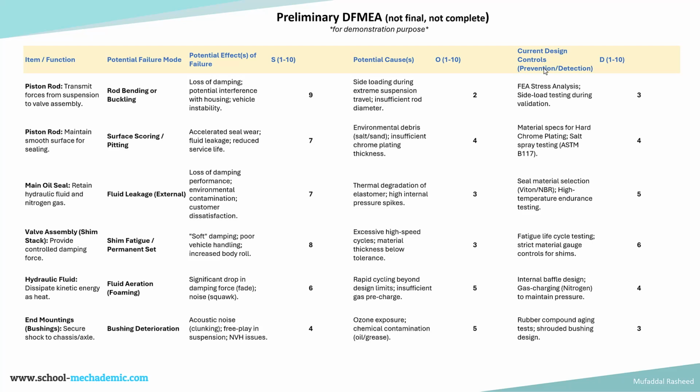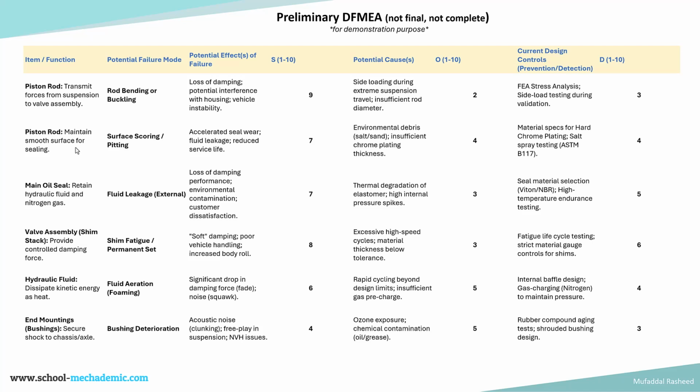What are design detection controls? Design detection controls are actual physical tests which you are performing on the parts and then finding out the failures. So the FEA stress analysis is a design prevention control, whereas the side load testing, which is physical testing during validation, is a design detection control. So there is a difference over here. And the detection rating is given based on how much we know or how much we can detect about the failure. So this is for the first line.